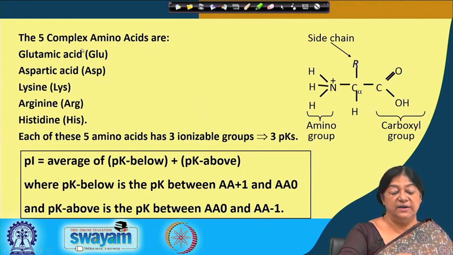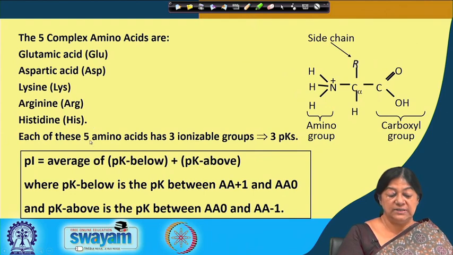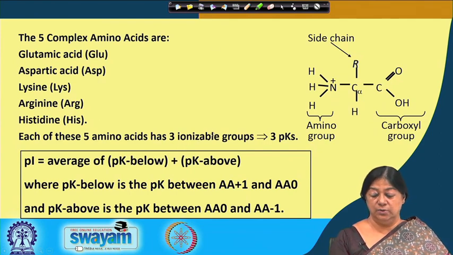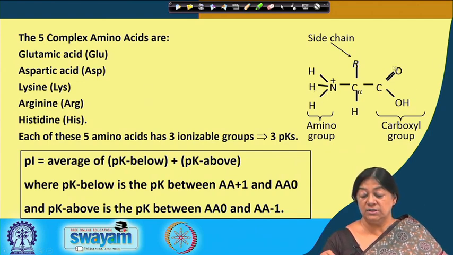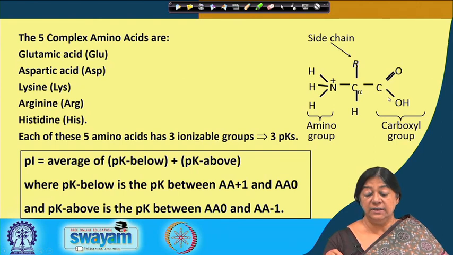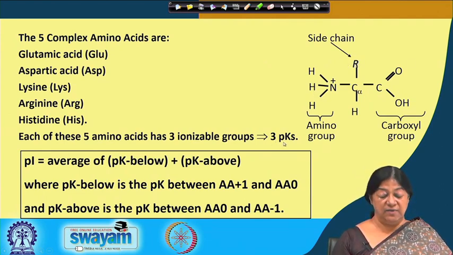So, what do we have as the 5 complex amino acids, if we call them? We have glutamic acid, aspartic acid, lysine, arginine, histidine. So, what do these amino acids have in common? These 5 amino acids have 3 ionizable groups. The common part for each amino acid is the amino group, where it has a proton, and the carboxylic group, where it has the proton. In addition, we are not only going to look at the pK1 and the pK2, but we are also going to have a pKr. So, we have 3 pK values.